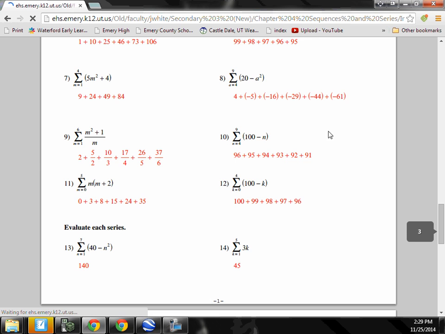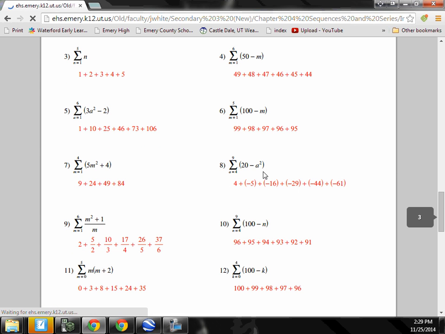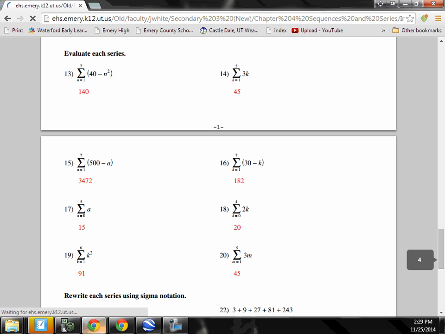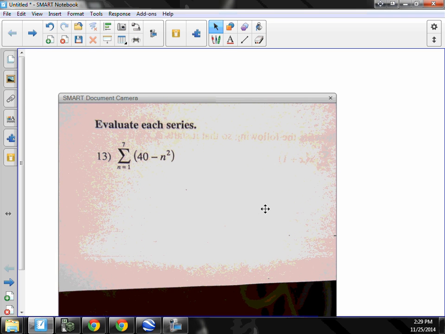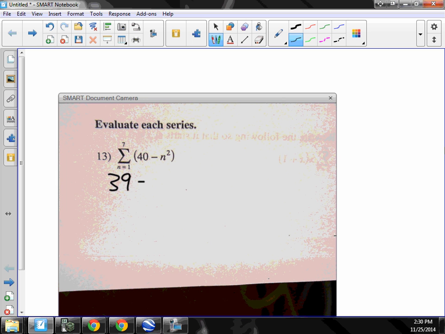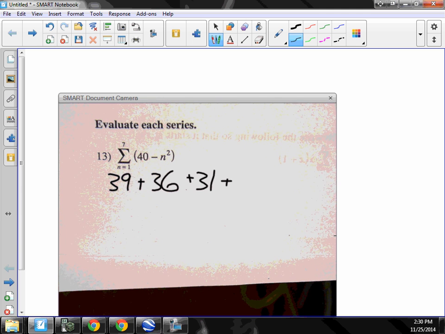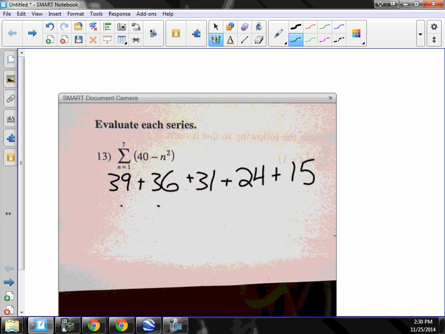Okay, so you can see here, all of your answers are going to be written as sums. And then down here, you're actually calculating the answers. So on number 13, what happens when you plug in 1? 39. Plus, what happens when you plug in 2? So 40 minus 4 is 36. 40 minus 9 is 31. 40 minus 16 is 24. 40 minus 25 is 15. How many is that? 1, 2, 3, 4, 5.